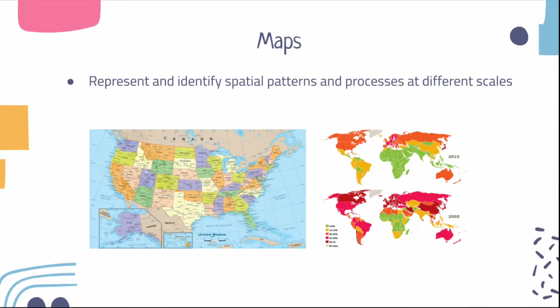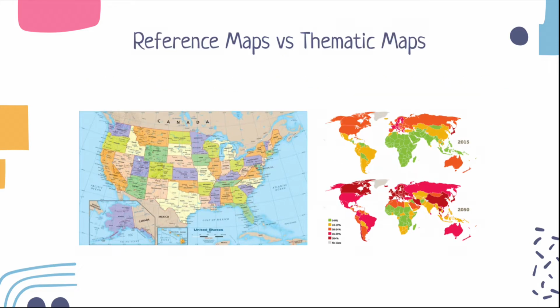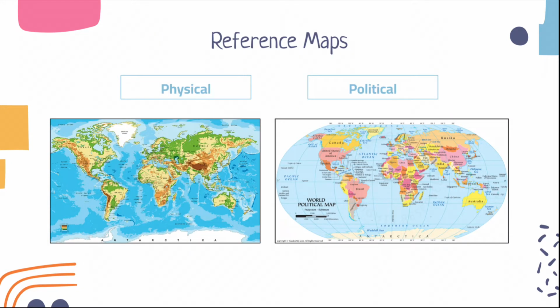In Unit 1.1, it is important to understand and identify different types of maps, which are used to represent and identify spatial patterns and processes at different scales. There are two main types of maps, which are reference maps and thematic maps. Reference maps are designed for general information about places. Some examples of reference maps would be physical and political maps, as they show human-created boundaries and natural features.